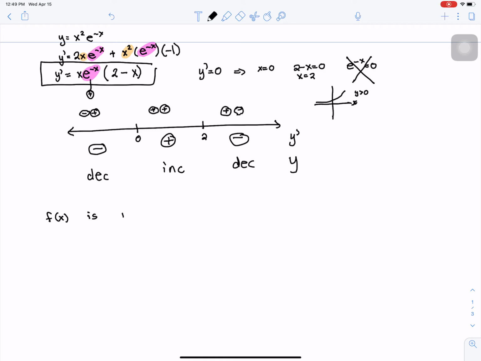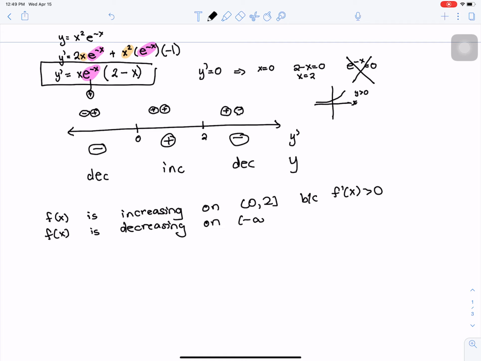F of x is increasing on 0 to 2 because f prime of x is greater than 0. F of x is decreasing on -infinity to 0, union 2 to infinity, because f prime of x is less than 0. Okay, so let's come back and highlight that. That's part of my solution, because I would ask you for all this information.